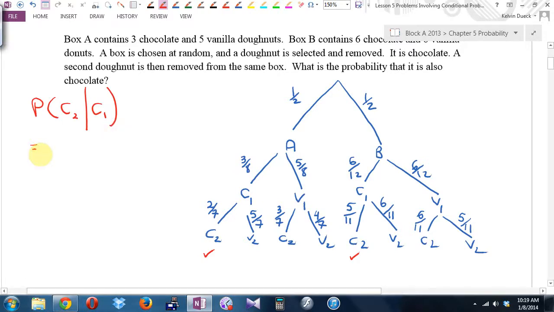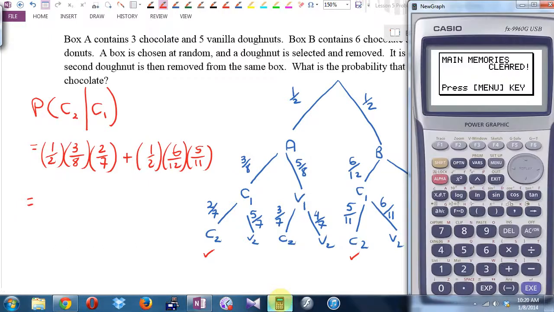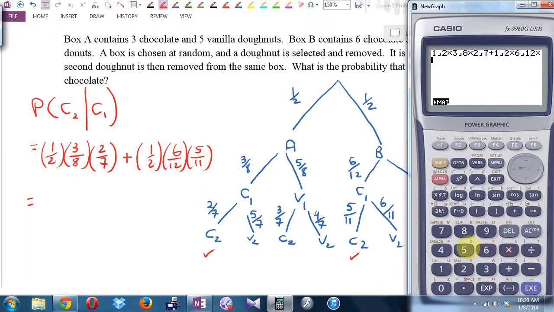Which is going to be, walk down this branch, multiply down. 1/2 times 3/8 times 2/7, or, because you can walk down this branch, Christina, or you can walk down this branch. What does or mean? That's why there's a plus sign. 1/2, 6/12, 5/11. As a fraction, what's the answer? Now you want to start getting familiar with the wonderfully convenient fraction functions of these fancy calculators. It's going to be 1 fraction 2 times 3 fraction 8 times 2 fraction 7 plus 1 fraction 2 times 6 fraction 12 times 5 fraction 11.